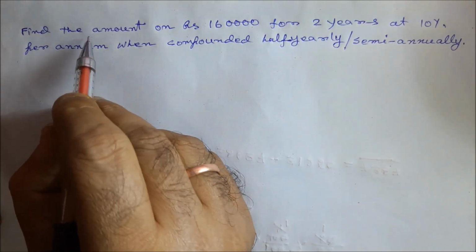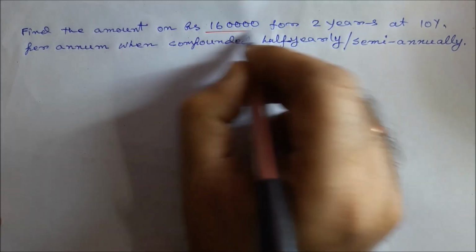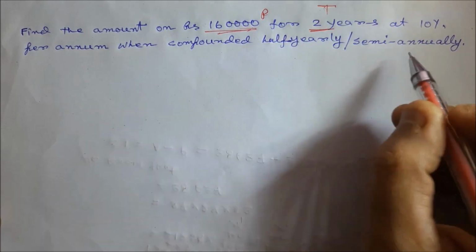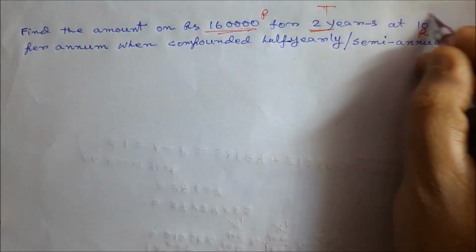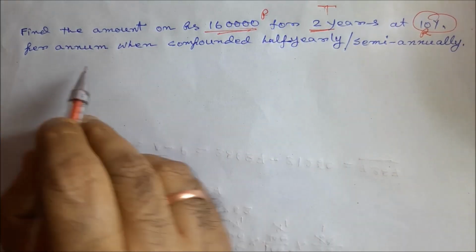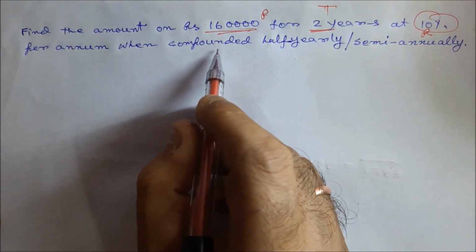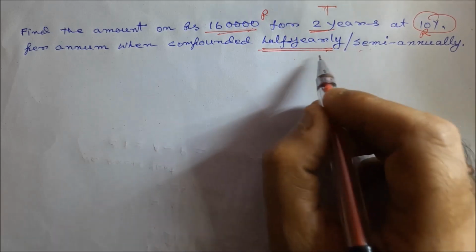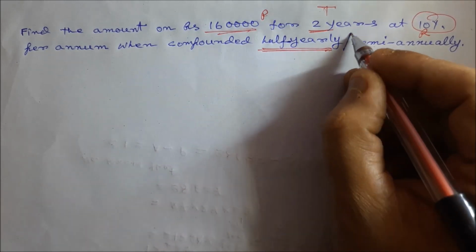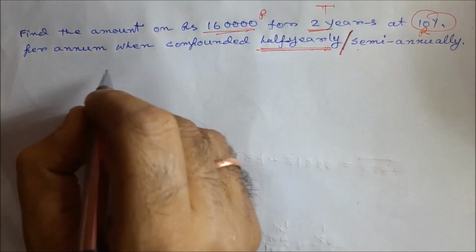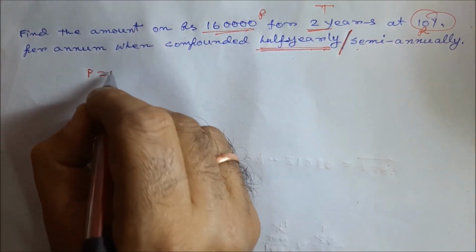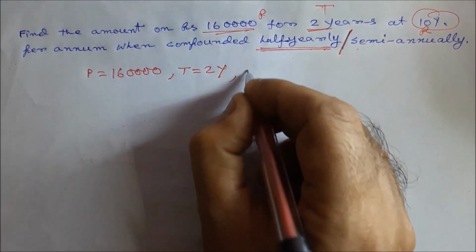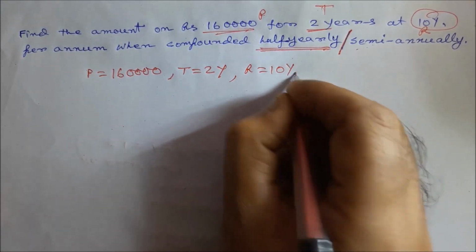See the next problem. Find the amount on rupees. This is the principal for 2 years. So this is the time at 10%. So this is the rate per annum when compounded half yearly. Semi-annually and half yearly means both are same. So that's why I have given this odd sign. So let me write it down. So principal is equal to 16 4 zeros. T is equal to 2 years. Rate is equal to 10%.